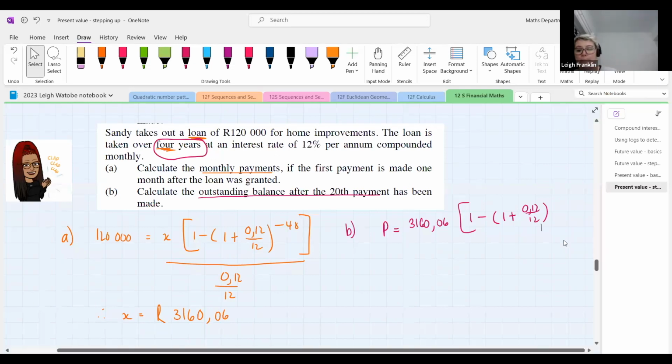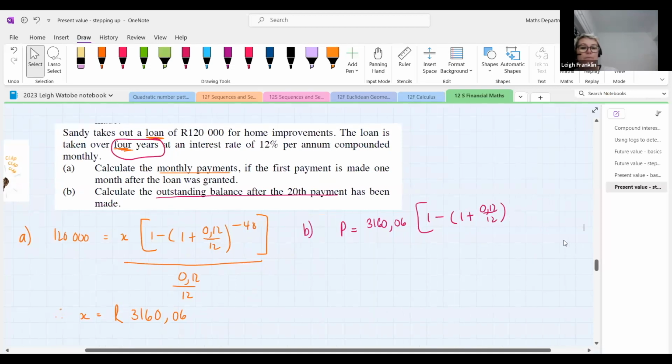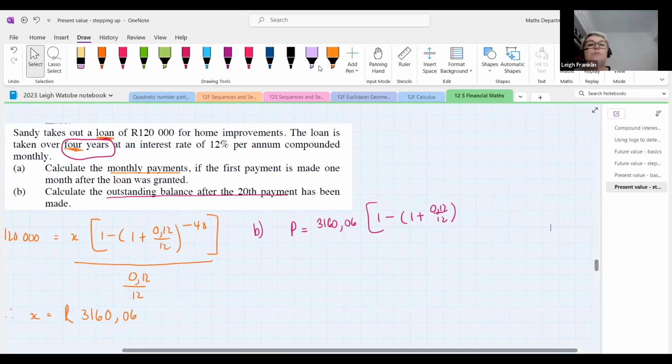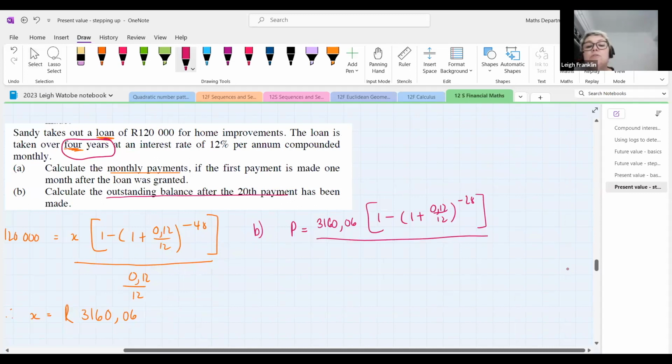Matrix? How many payments does she still need to make? There we go, 28. Good. So when I'm working with the present value formula here, I'm going to write minus 28 because that's how many payments she still needs to make, over 0.12 over 12. Let's work out what the answer is. Again, you guys can share your answers.